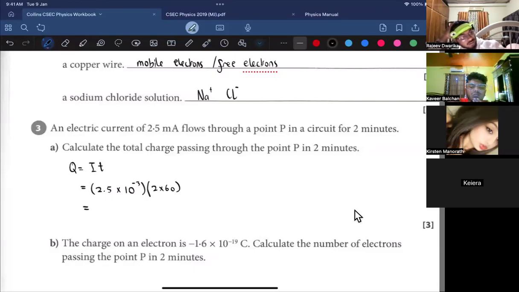All right, so anybody get an answer? 0.3. Let me see if that's correct. 2.5 by 10 to the power minus 3 multiplied by 120. 0.3, that's correct. 0.3 what? What is the unit for charge? I'll give you a hint: Christopher Columbus. C. And what does C stand for? Coulombs. Right. Don't put Christopher Columbus up.